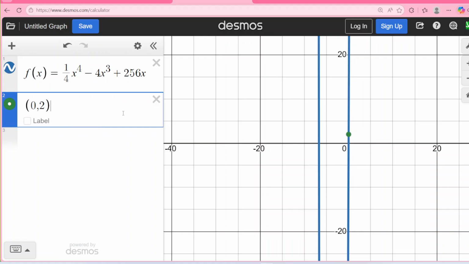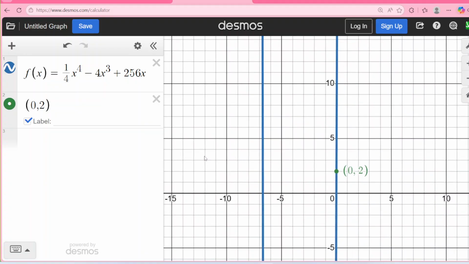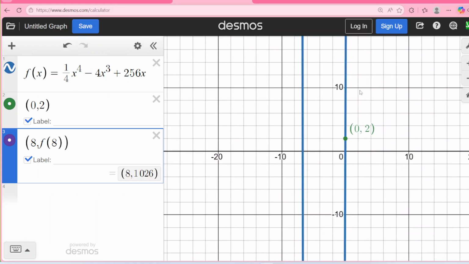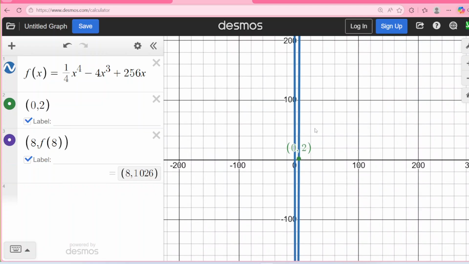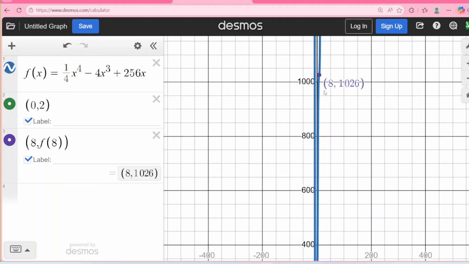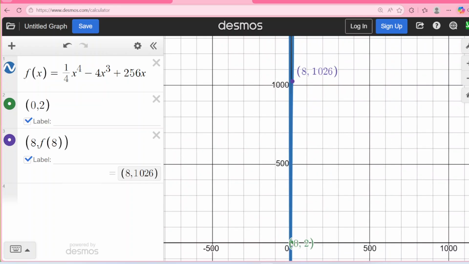Now 0, 2 would be the point at x equals 0. There's the point 0, 2. And then I'll put in 8, the point 8, comma, f of 8. All right, I'll have it label it for me. So the value of this function at 8 is 1026. So this is pretty steep, very steep. Probably not going to see it. It's going to look so thin. It's way up here. Now, you can tell that it's increasing, obviously, right? I'm going from 0 up to 8, 1026.